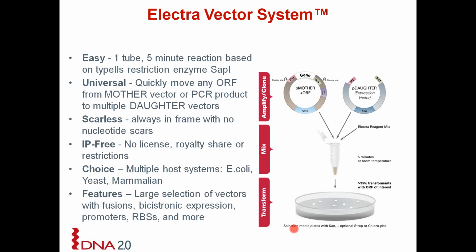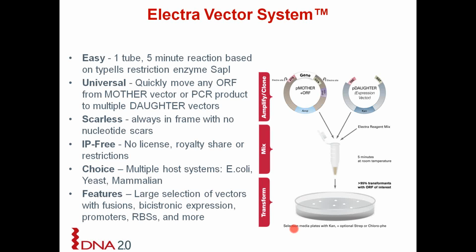So I'll just briefly go over the Electra vector system. So it's based on a type IIS restriction enzyme, SapI. And SapI recognizes a 7-base pair non-palindromic sequence and cuts just outside to leave 3-base pair overhangs. So we utilize that first overhang as an ATG. And at the end, you can either have a stop codon, or you can have some kind of small amino acid, like a glycine, for a terminal fusion if you would like.